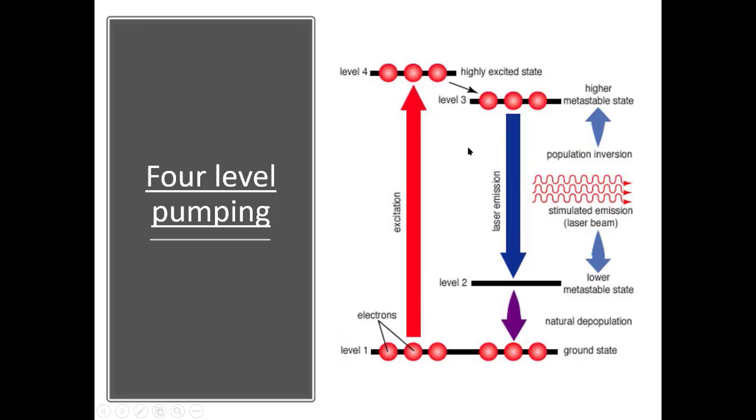In 4-level pumping scheme, two metastable states are involved. So in this pumping scheme, electrons are excited to high energy state from the ground state, then they de-excite to first metastable state, and the population inversion is achieved between these two metastable states. Laser is produced by stimulated emission between these two metastable states.